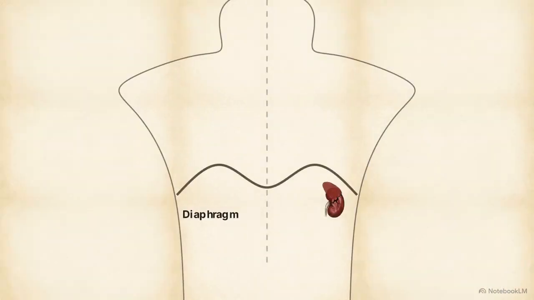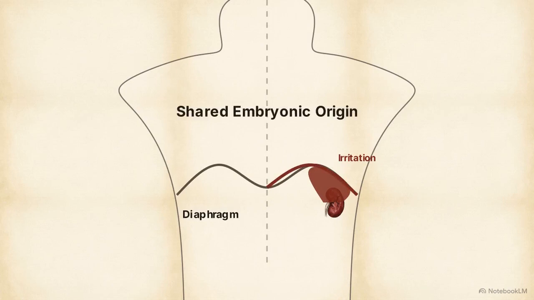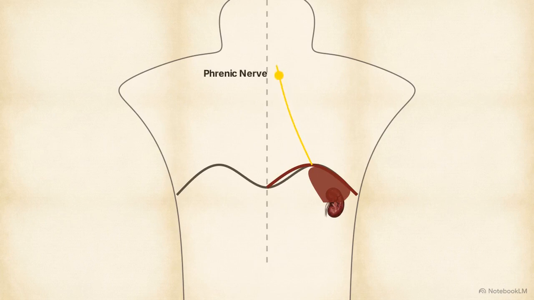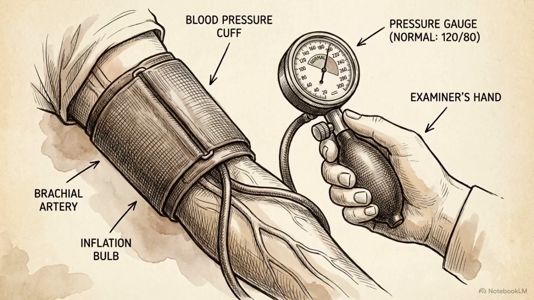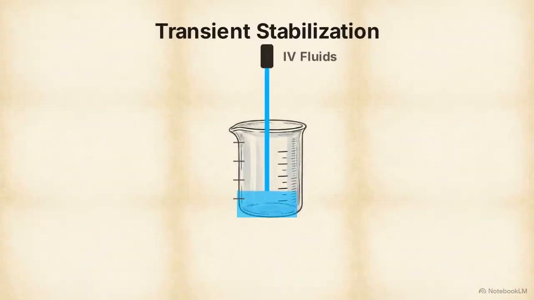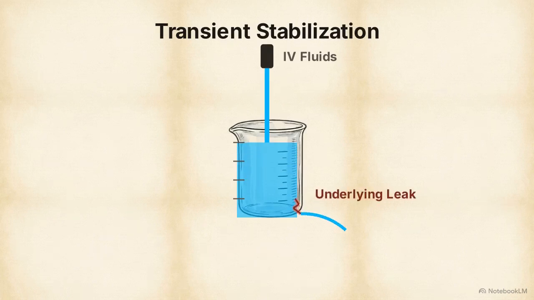Following the 2-liter fluid challenge, the examiner provides an update. The patient's blood pressure normalizes to 130/90. This specific physiological state is transient stabilization. The vascular tank has been refilled, but the underlying leak has not been definitively stopped. Normalized vitals provide a temporary tactical window. However, the presence of Kerr sign combined with left upper quadrant trauma highly predicts a solid organ injury that requires immediate investigation while the patient is stable.